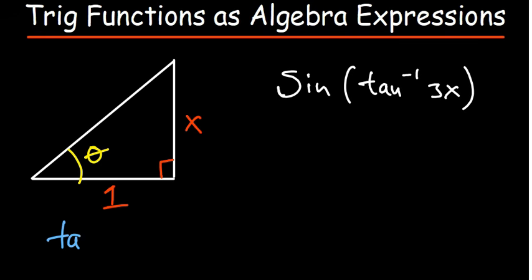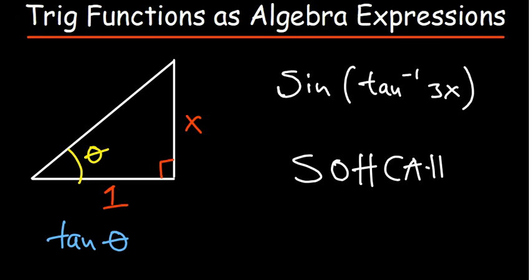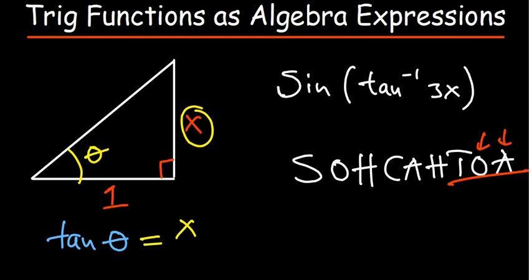So tan theta. We already talked about SOHCAHTOA. What does SOHCAHTOA tell us about tan? The last part, TOA, says tan of theta is opposite over adjacent. So what's the opposite here? The opposite in this case is the x with respect to the angle theta. So it's x. And then what's the adjacent? The adjacent is a 1. So tan theta is just equal to x. X divided by 1 is just x.